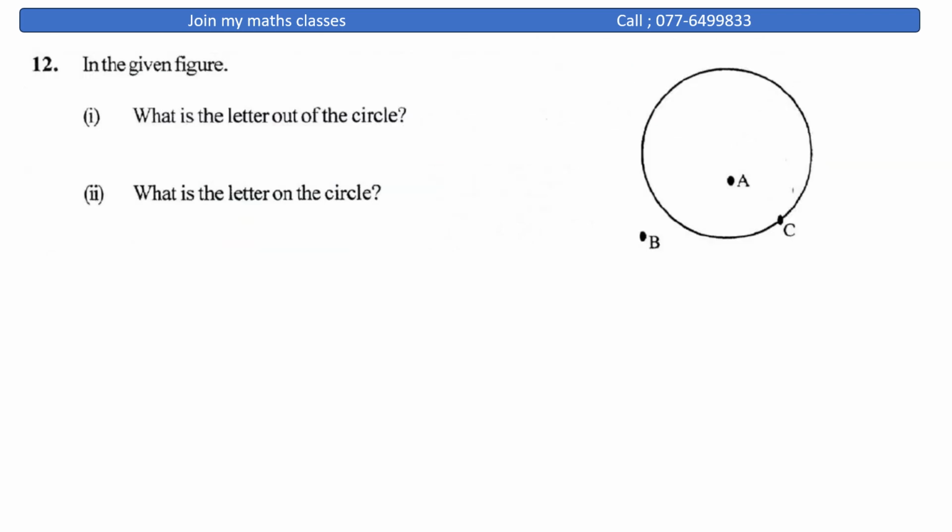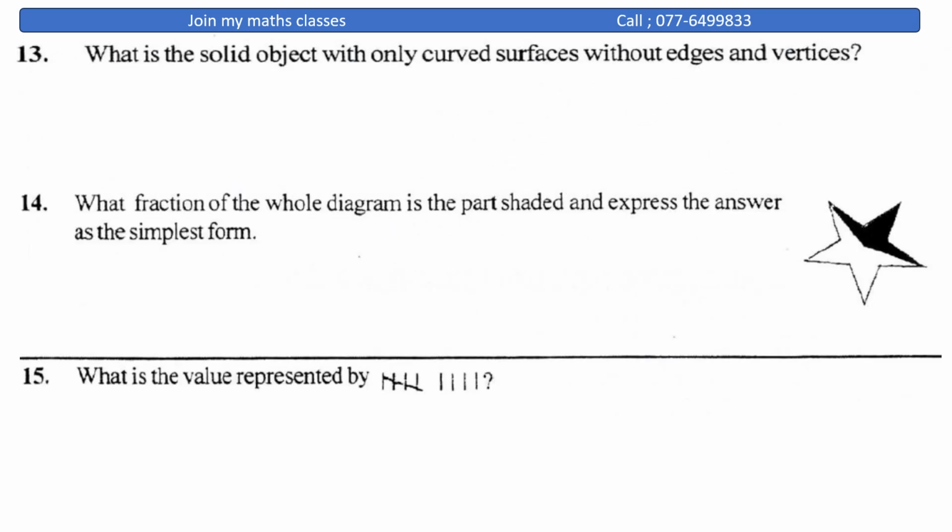And in the given figure, what is the letter out of the circle? Out of the circle is B. What is the letter on the circle? On the circle is C. And what is the solid object with only curved surfaces without edges or vertices? Without any edges or vertices, there's only one. So we know this is nothing but the sphere.